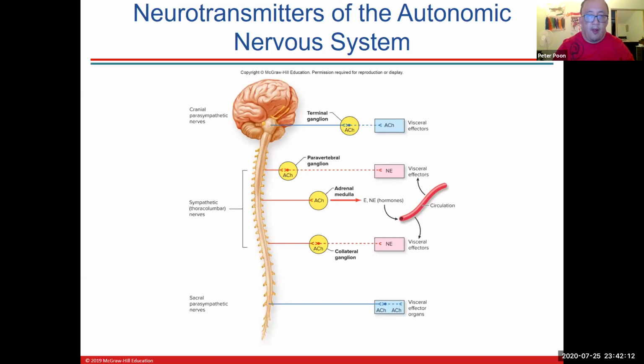Epinephrine. Here, the parasympathetic is in blue, so acetylcholine at both places. And the sympathetic is acetylcholine to epinephrine or norepinephrine.